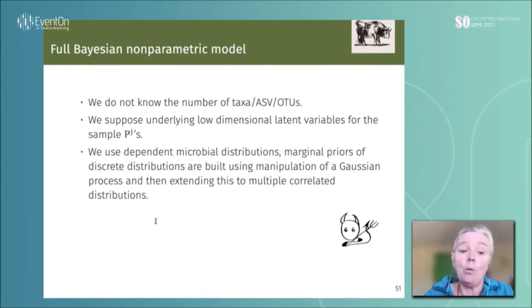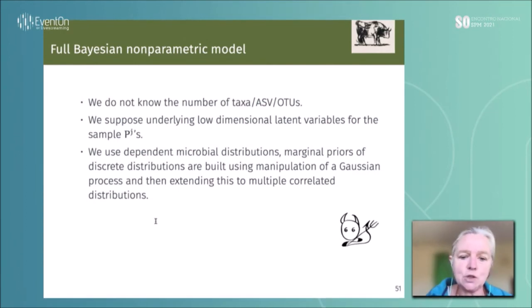And so what we suppose is, as in the case of the depth variable, that we have, in fact, underlying low-dimensional latent variables. So we're supposing that we have some low-dimensional manifold that we're trying to discover. And we also use the fact that the bacteria are not independent. Some of the bacteria can't live without other bacteria.